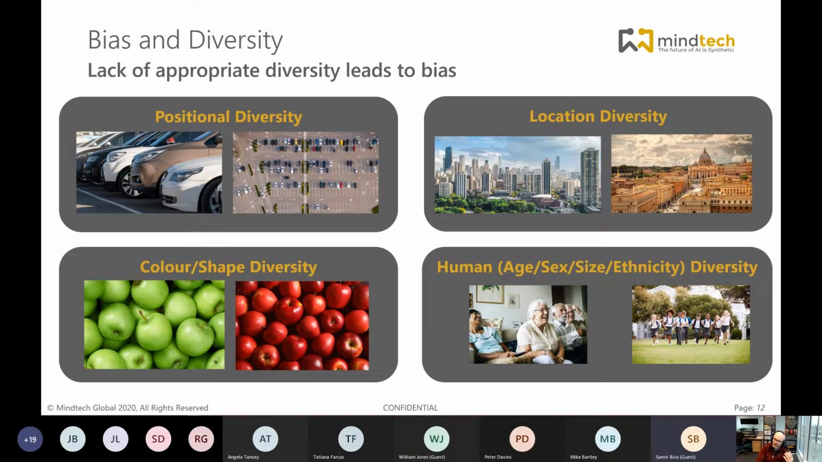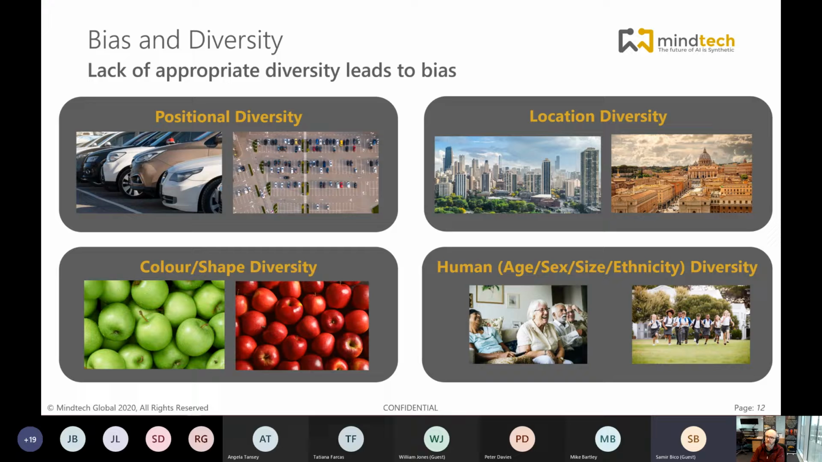And one of the other things to ensure that we've got a trusted AI system, and that we can trust, is looking at that bias level. Obviously sometimes we have intentional bias, but we want to avoid any unintentional bias. So having the right diversity in the data set is really important. Things like positional diversity, location diversity, color and shape, human diversity is absolutely critical. And indeed, sometimes it will actually break your system entirely if you don't have the correct data.